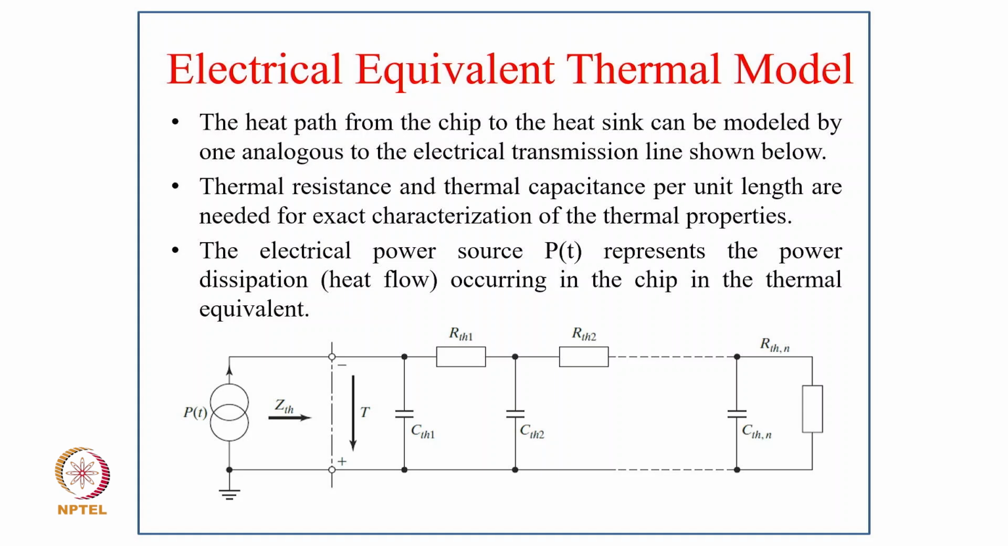The electric power source represents the power dissipation, the heat flow occurring in the chip, in the thermal equivalent circuit. So power dissipation goes to the thermal capacitance, followed by typically thermal resistance one, then a second capacitance. So it's a distributed approach, finally giving the temperature for different parts of the heat sink.